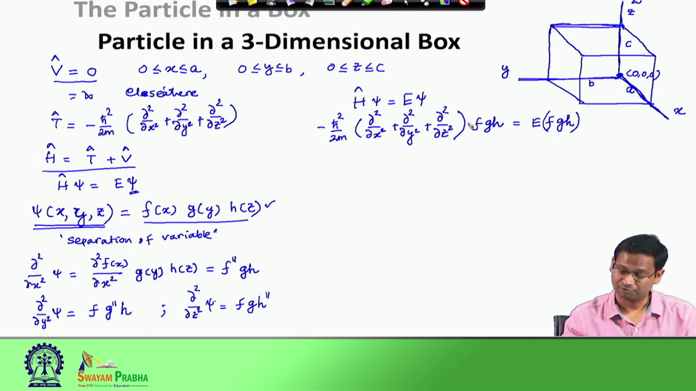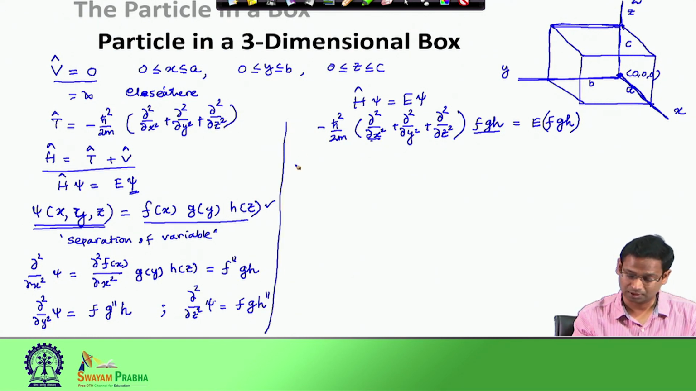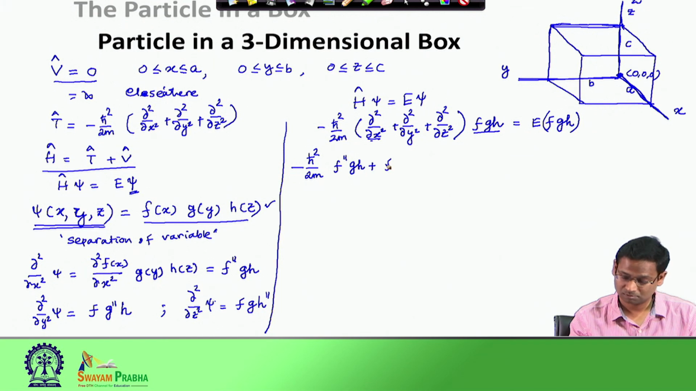So, this is my wave function. I am dropping the functional dependence of f, g and h. Please remember f has only x dependence, g has only y dependence and h has only z dependence. When I do the second derivative on this function, the results I have already written down, so that we can continue our discussion further on the right hand side.